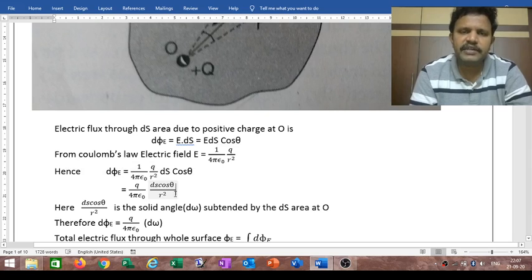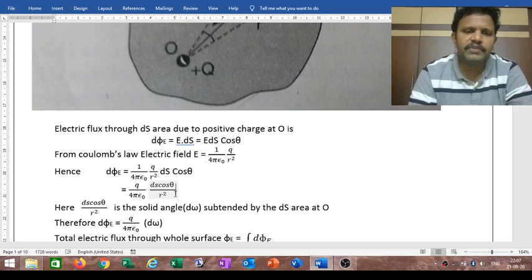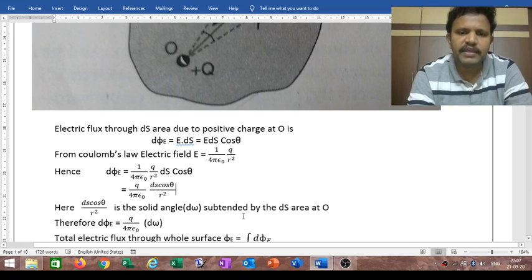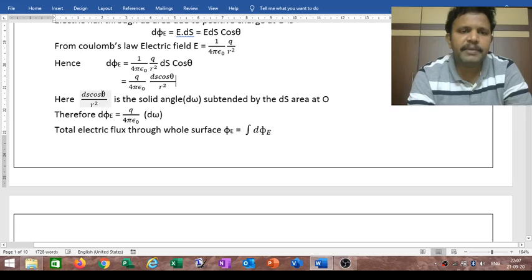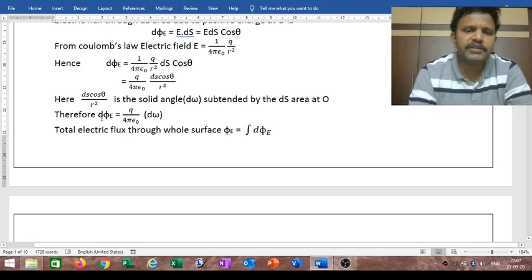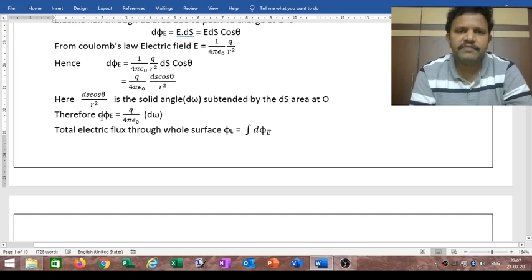Here ds cos theta by r square is numerically equal to the solid angle subtended by the ds area at O, which is already discussed. It is equal to d omega. Therefore, we write d omega instead of ds cos theta by r square. Therefore, the above equation is converted into d phi E is equal to q by 4 pi epsilon naught d omega, which is the electric flux through ds area.